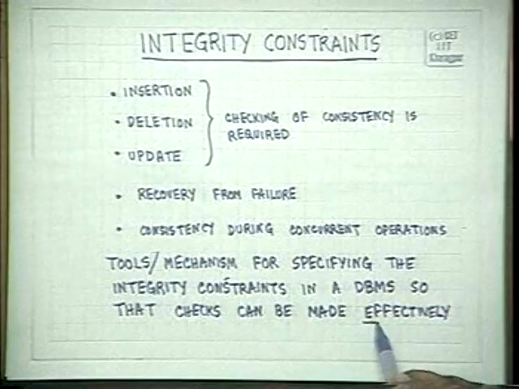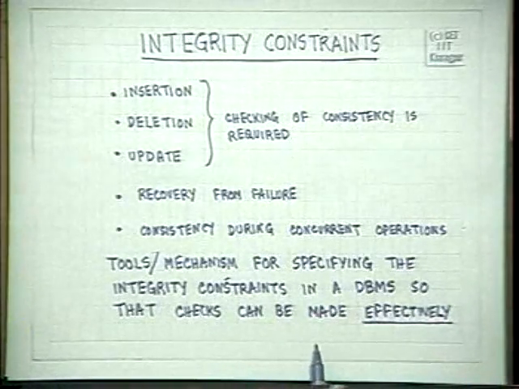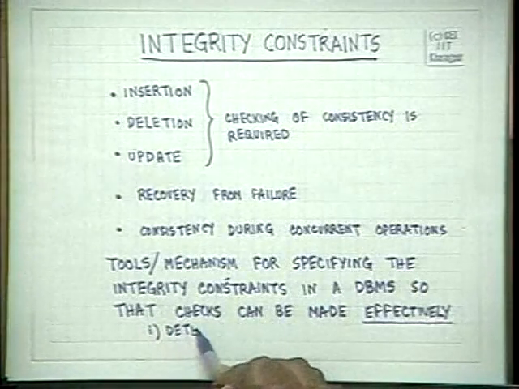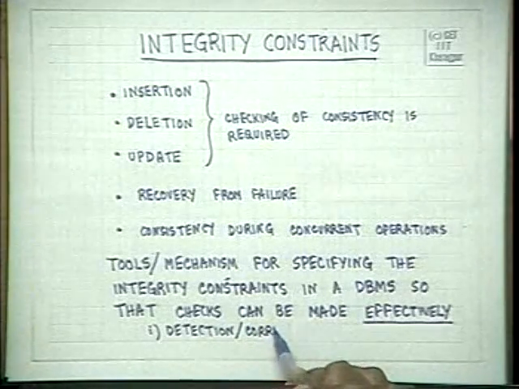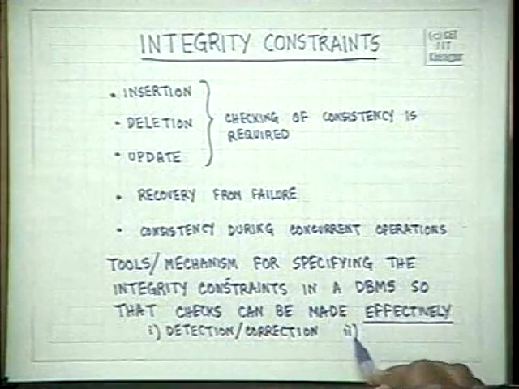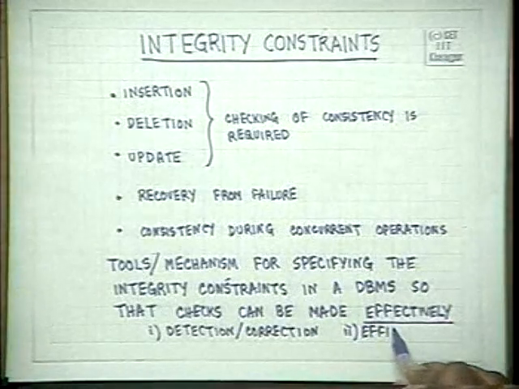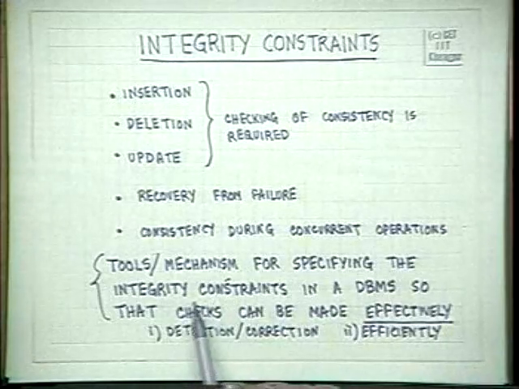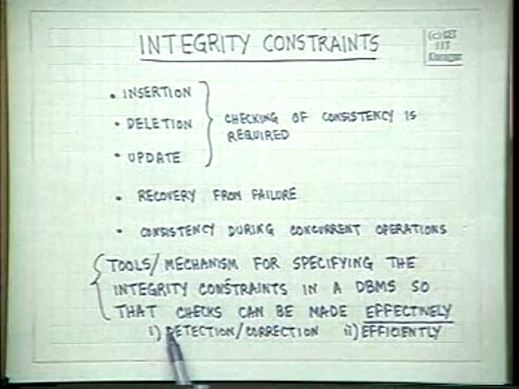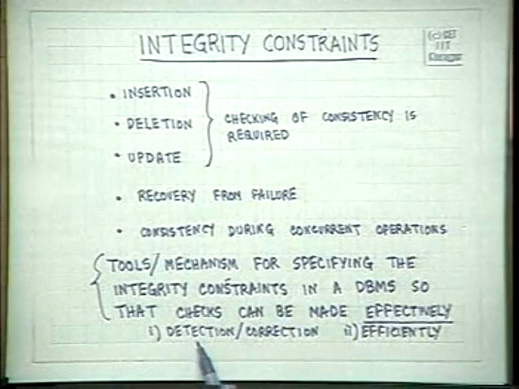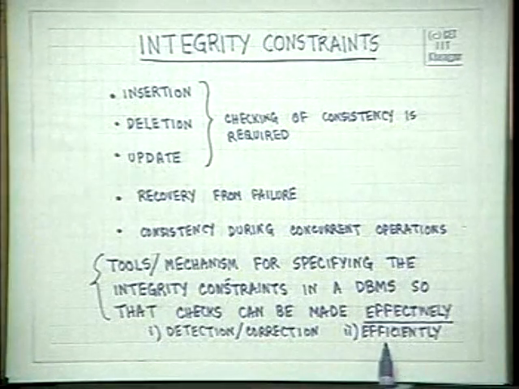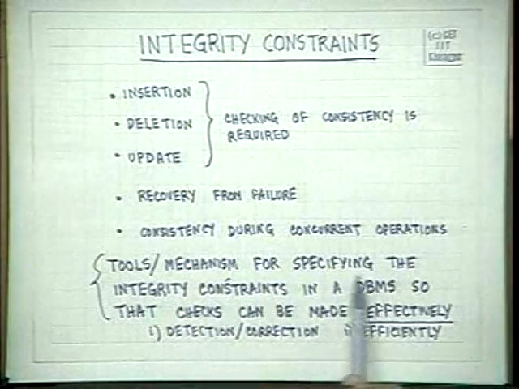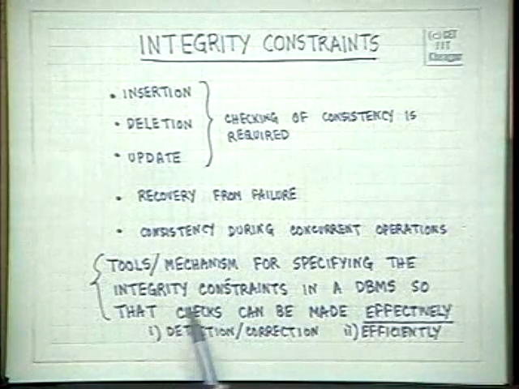Effectively means here two things. One is they can be made correctly, so that in spite of all other things that go on in the system, we really can detect the error and correct it. And the second point of effectively is efficiently. So any database management scheme must have mechanisms to specify the constraints that must hold in a database system, and must be able to check this, that is, we must be able to detect or correct the error, and we must be able to do so as efficiently as possible. Therefore, the topic of today's lecture, and for some of the few lectures that will go on from now, will be to study the formal tools that have been developed for specifying and using these integrity constraints.